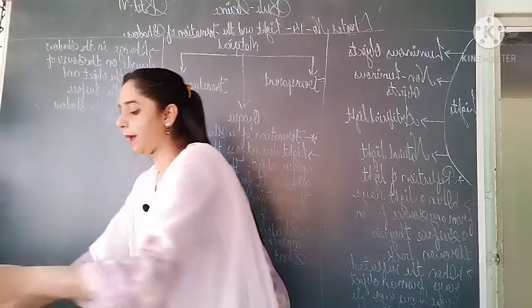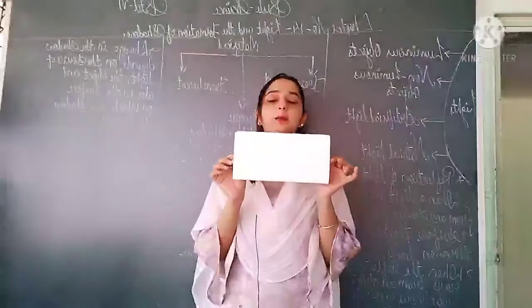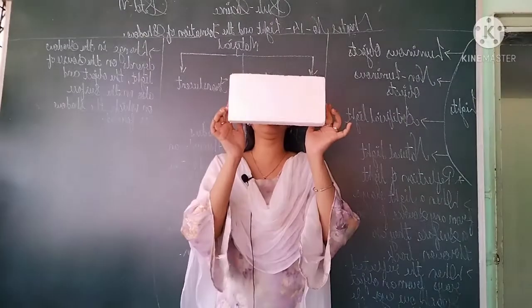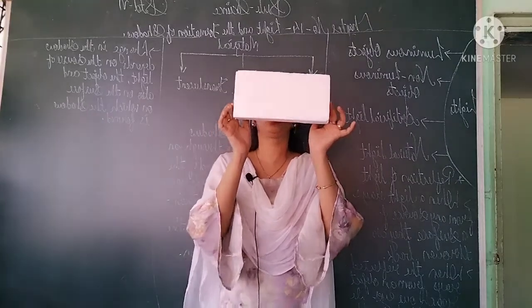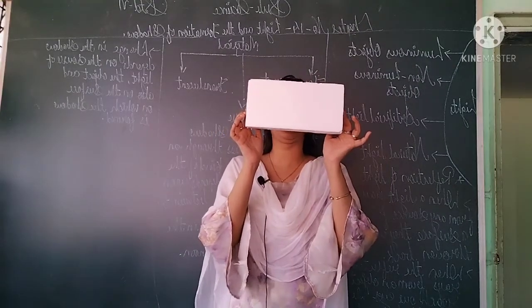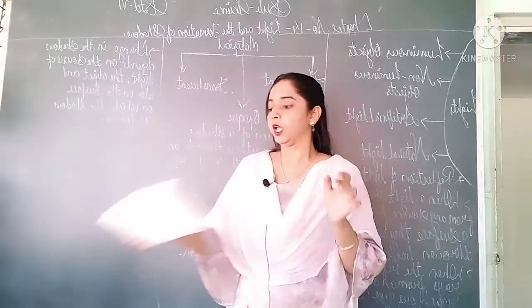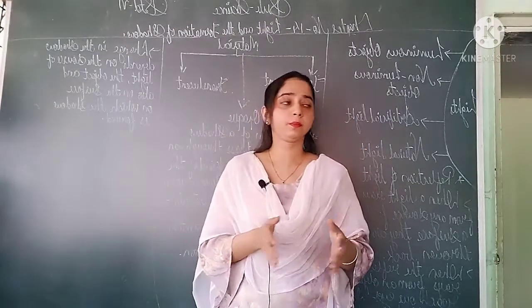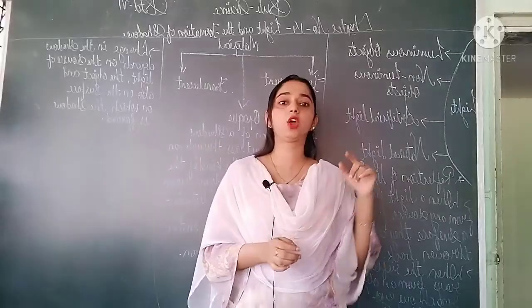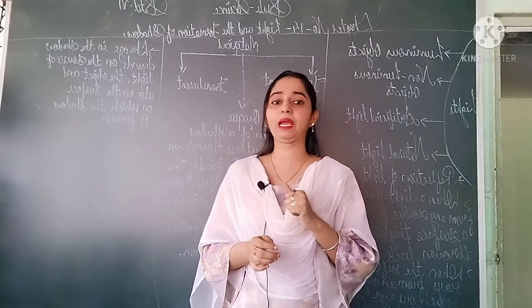Now the next example, see. This is a thermocol piece. If I keep it like this, I cannot see the other side. So it also comes under opaque. The wall, this board, all of these come under opaque material.